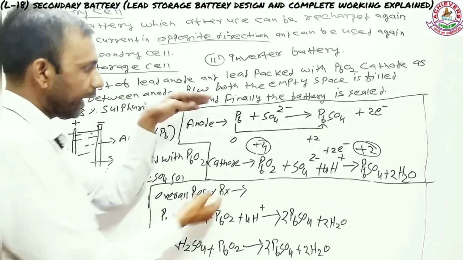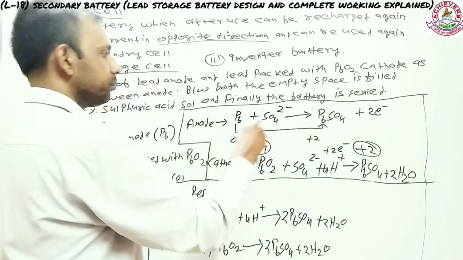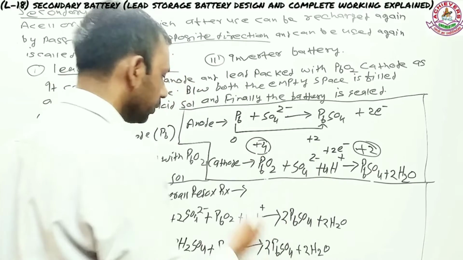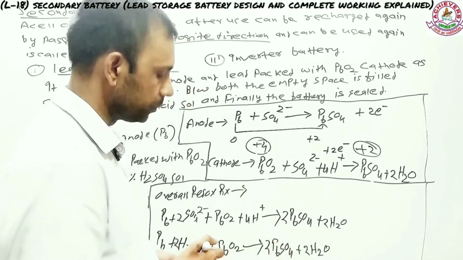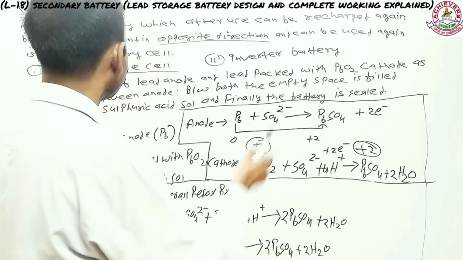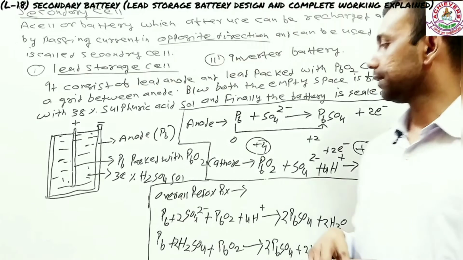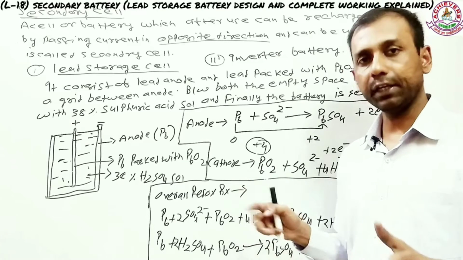So when you add both of them, what's going to happen? The reactants of this reaction and the reactants of this reaction are going to be on the left side. So this is how a lead storage cell works, and it is very, very important.